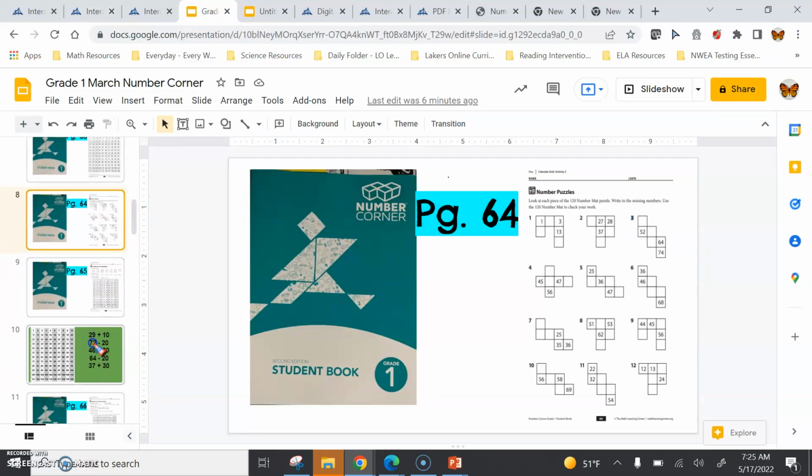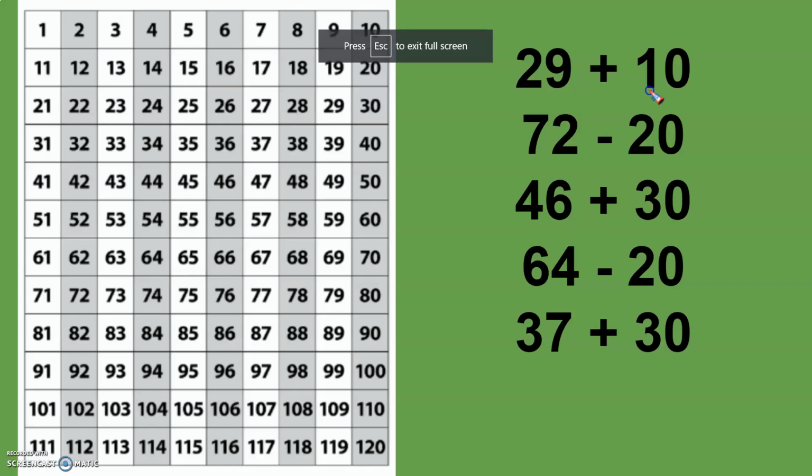Our last activity today is going to be a review. You don't need your book for this part, but you do need a hundreds chart, which I've put on the screen for you. You have some math facts here, where you are going to be adding 10, subtracting 20, or even adding 30 to the first number that you see. Please use the chart on the screen to help you get to your answer. Write down what your answers are as well, because we're going to check our work together after we finish all of our independent work.